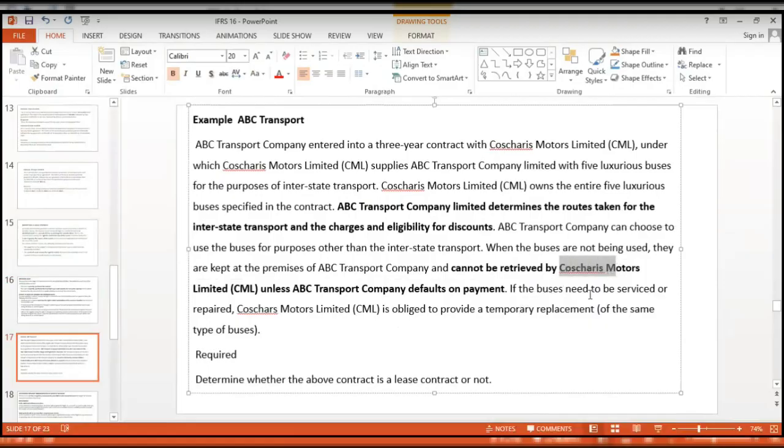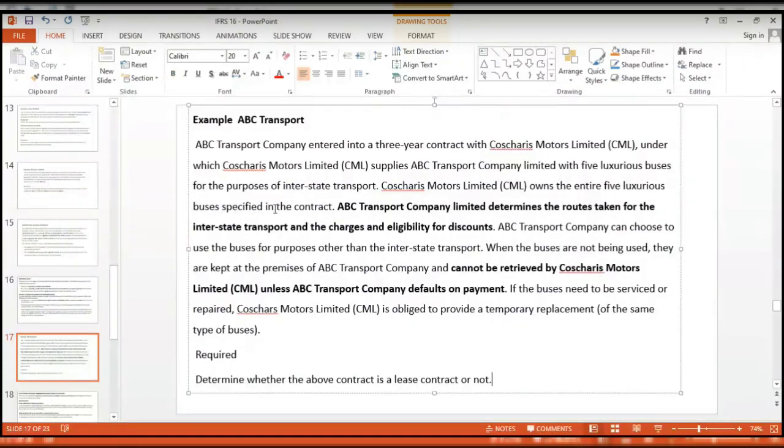If the buses need to be serviced or repaired, Cash Carries Limited is obliged to provide a temporary replacement. That is, if the buses are bad and need repair, it is Cash Carries Limited that will provide a temporary replacement so that ABC Limited does not have any interruption in its business. As required, determine whether the above contract is a lease contract. Yes, it's a lease contract.